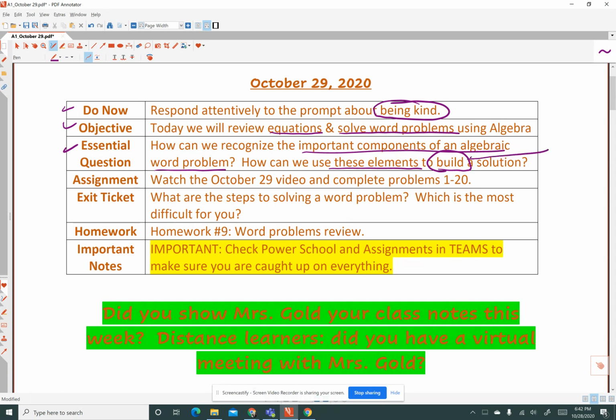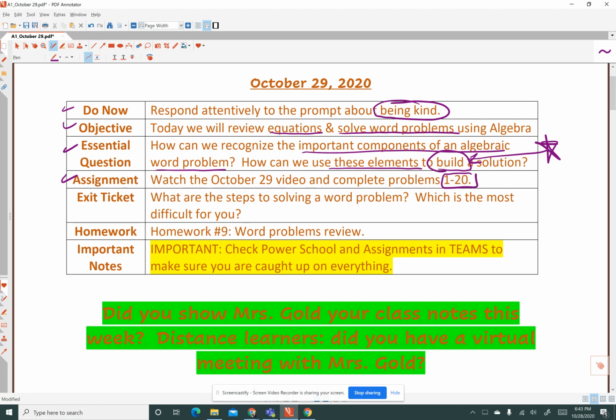Building the equation is usually where the real trouble is, and that's the hard part of solving. Solving is much easier than building the equation, I think, for many students. We're going to watch this video and complete word problems number 1 to 20.